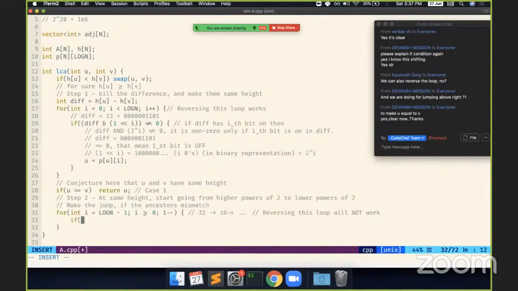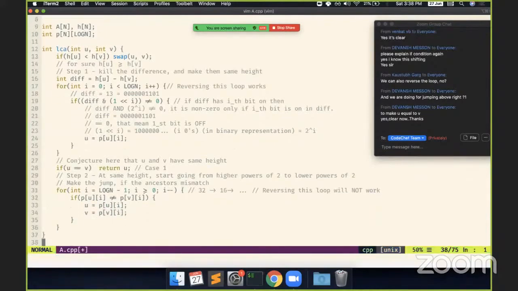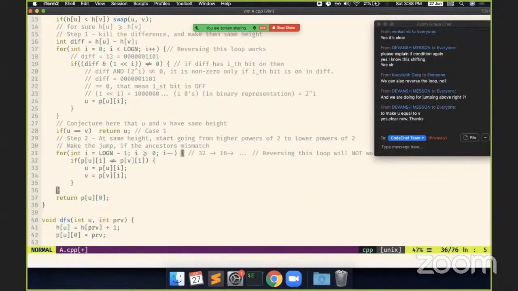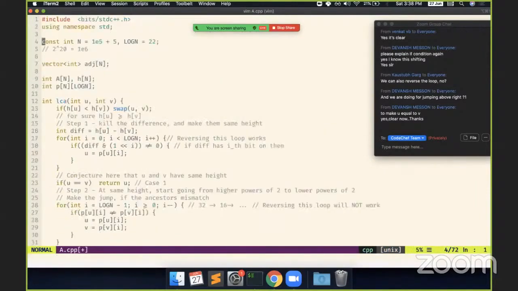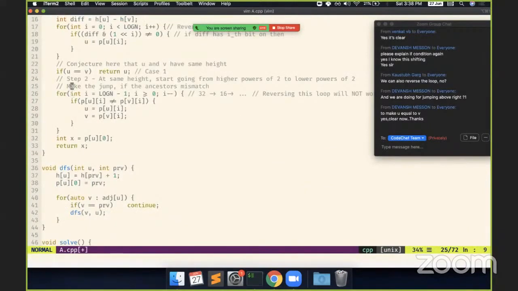So if P of U I is not equal to P of V I, then we make the jump. That's pretty much it. The second part is literally this. I'll just remove these lines. Now, after case one, basically at the same height, either they are the same, so line 23 gets triggered, or if they're not the same, we take the highest power of 2 and keep decreasing one step at a time, power of 2, right?